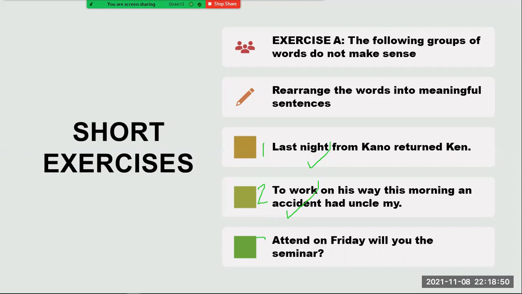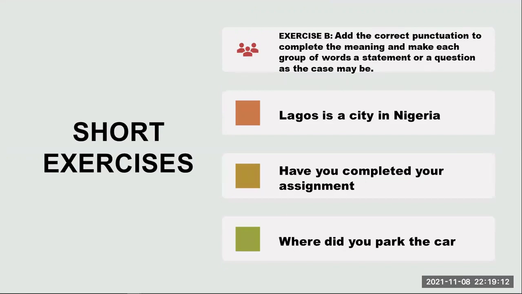Then the third one, attend on Friday, will you, the seminar? Now, this is a question, and the correct arrangement is, will you attend the seminar on Friday? All right, so that brings us to the end of exercise A. Now, we move on to exercise B.